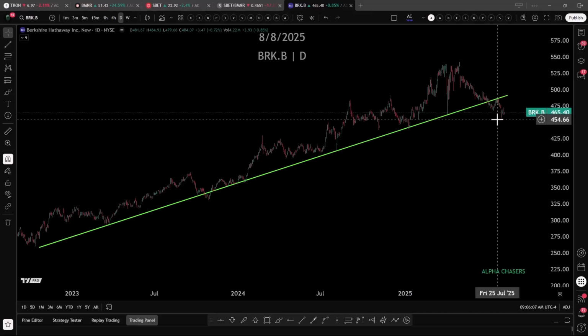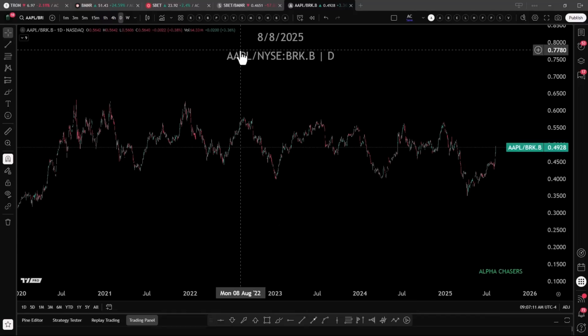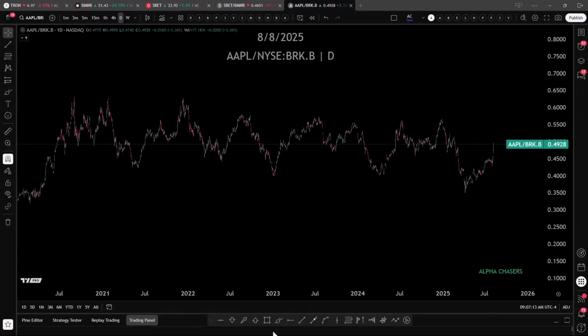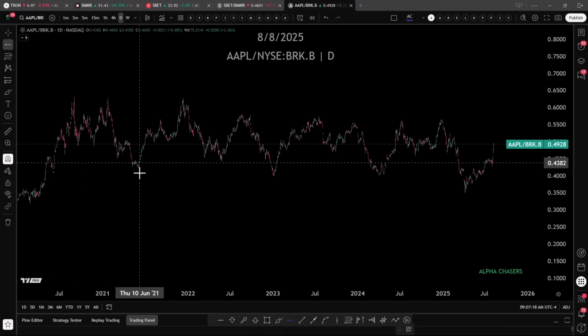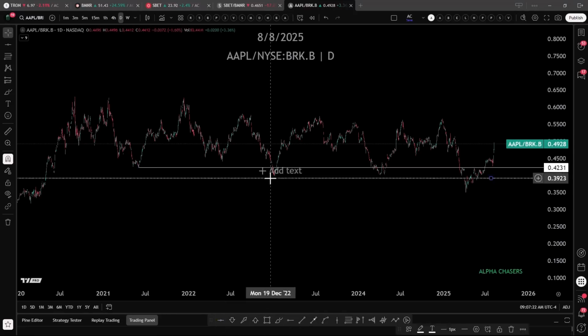So let me just kind of wrap your noodle around this and what's happening. According to their latest filings, these are their stocks. This is what they own. So they own Apple, 25%, American Express, Coca-Cola, Bank of America, Chevron. So when you look at something like this, this is Apple divided by Berkshire Hathaway. You're just going to take a look at relative performance, but you're really also going to see a pair trade here.